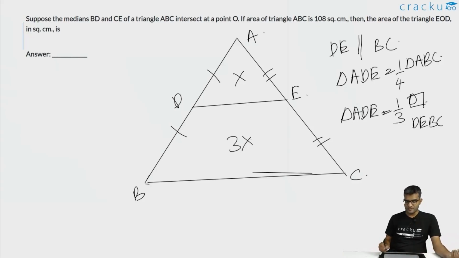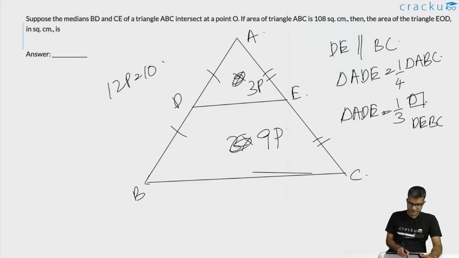In our earlier problem, we figured out that the area of this bottom trapezium is 9p. Therefore, the area of the top triangle is 3p, which is 1/3 of it. Therefore, the total area is 12p, which is given to us as 108. So the value of p will be 9 square centimeters. So the answer for this question is 9.